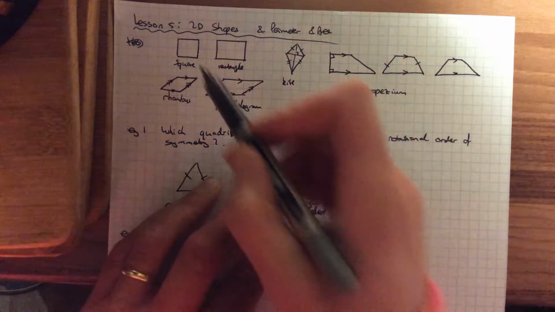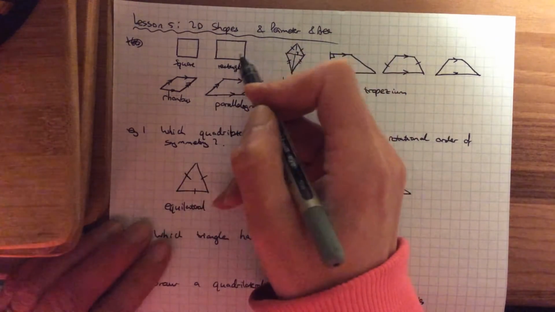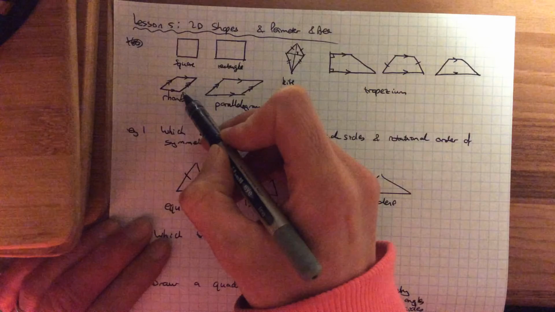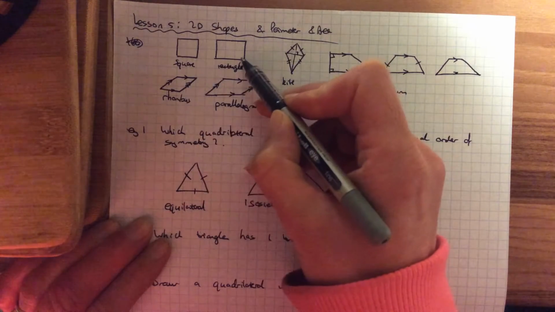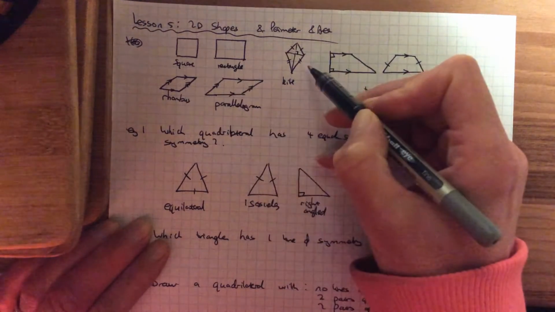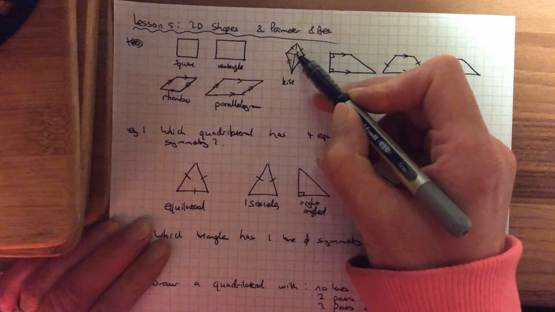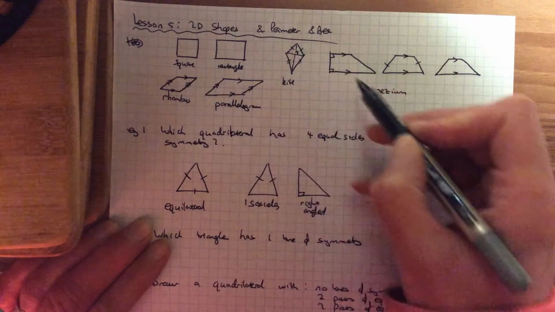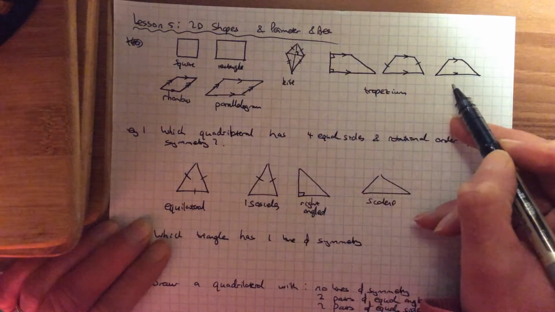Okay, having a look at 2D shapes, perimeter and area today. Square, squished over is a rhombus. Rectangle, squished over is a parallelogram. A kite. In a kite, I want you to notice that the diagonals meet at right angles. Trapezium can be drawn three ways.